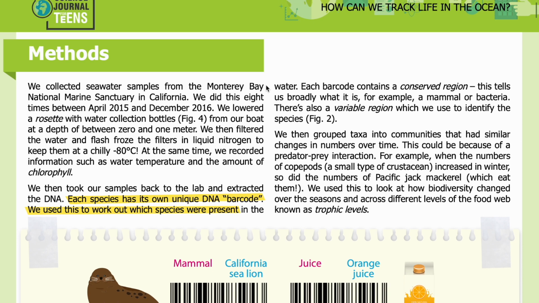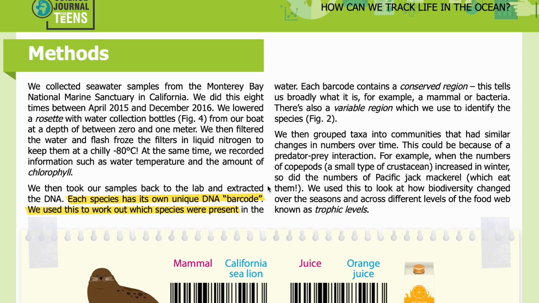Methods. We collected seawater samples from the Monterey Bay National Marine Sanctuary in California. We did this 8 times between April 2015 and December 2016. We lowered a rosette with water collection bottles from our boat at a depth of between 0 and 1 meter. We then filtered the water and flash froze the filters in liquid nitrogen to keep them at a chilly -80 degrees Celsius. At the same time, we recorded information such as water temperature and the amount of chlorophyll.